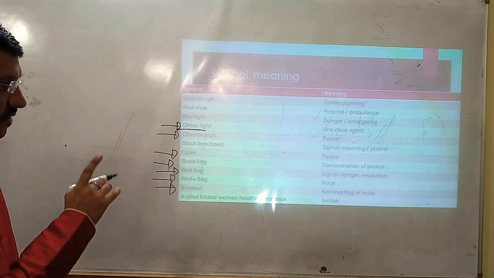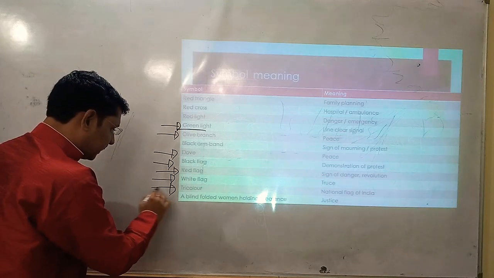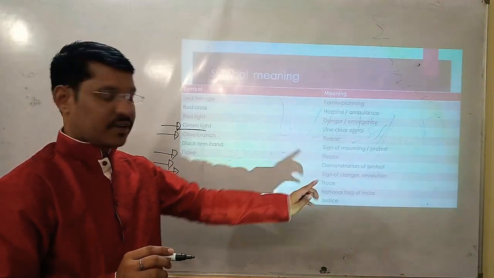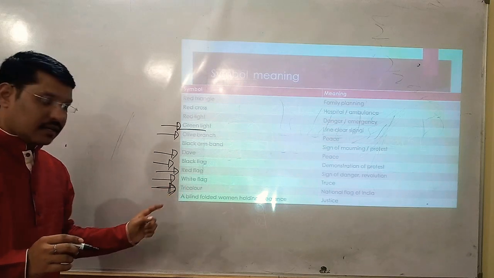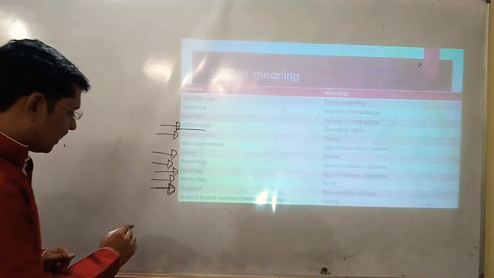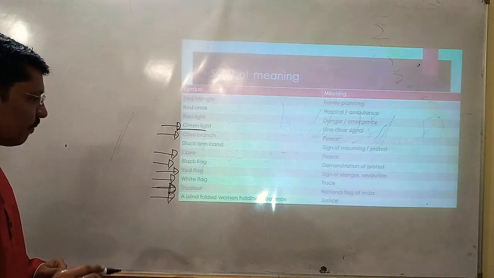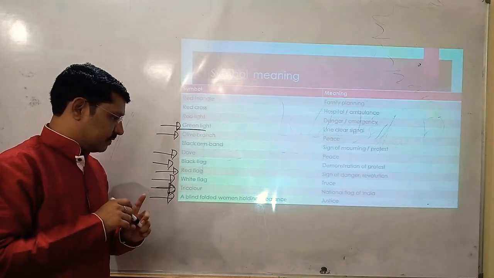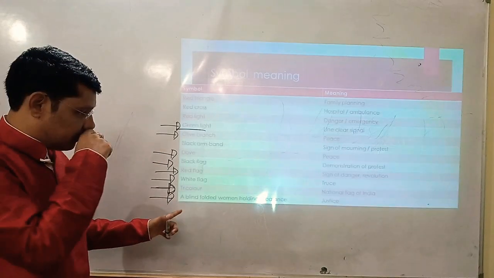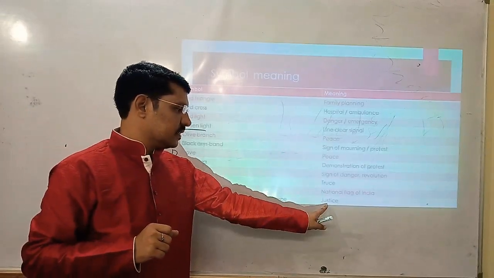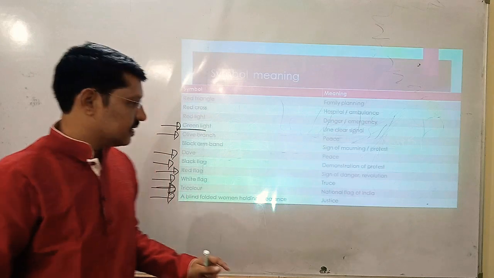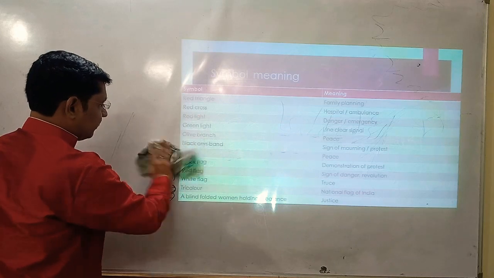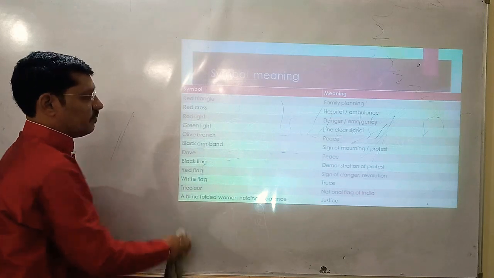Next symbol is the national flag of India. It has three colors under our flag, the tricolor, that is the national flag of India. The next one is a blindfolded woman holding a balance. This symbol or this statue is found in the justice system. It is a symbol of justice. All these symbols carry a lot of meanings, but we will see basic information about the symbols.